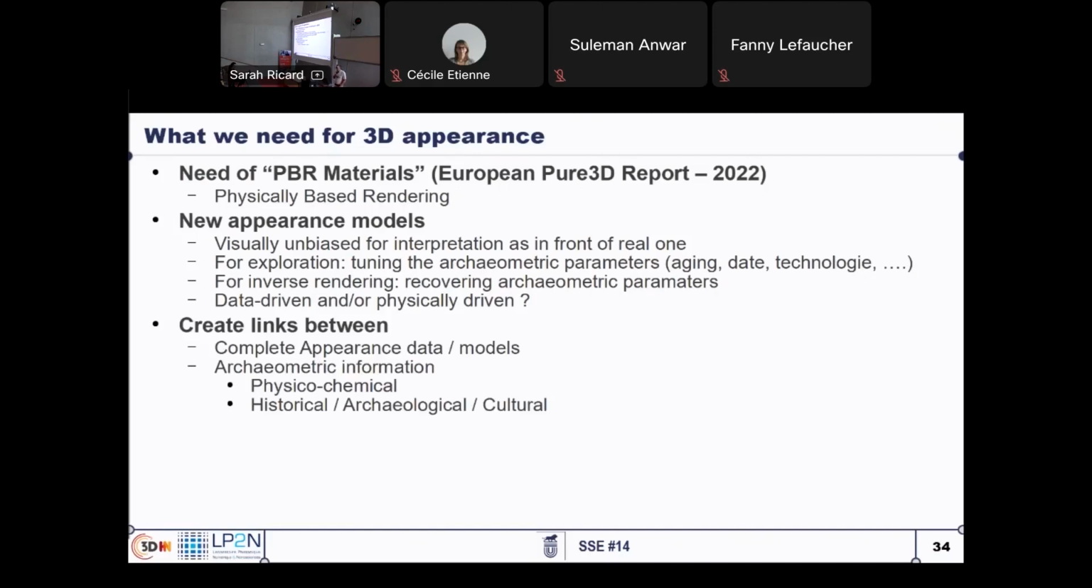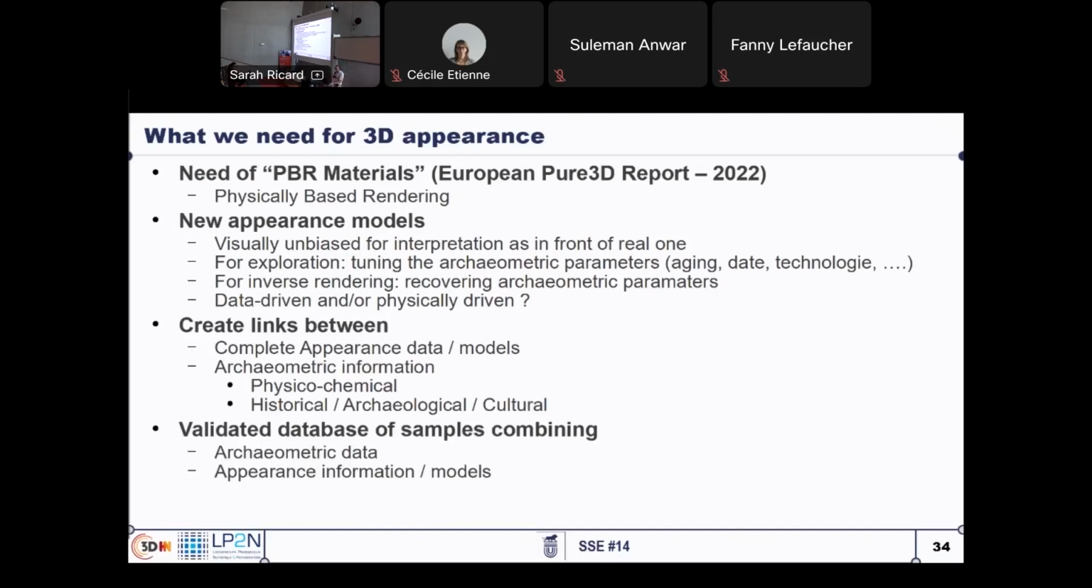And about the AI slides that came just previously, we need to create a link between what we acquire, what we see, and all the other information, into public databases with all this kind of information that people can refer to, as they are doing extra measurements.